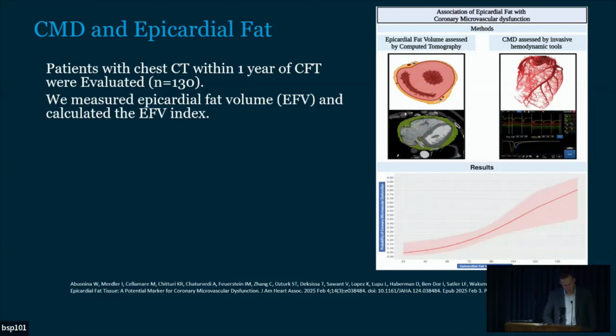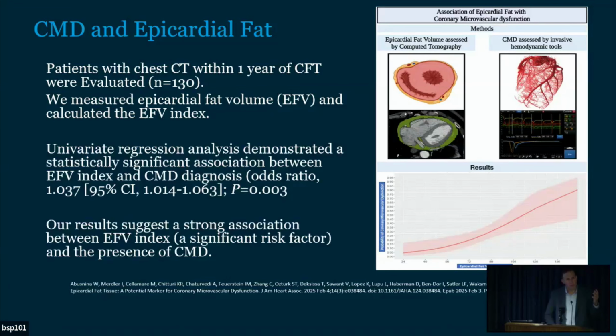This is just some highlights of some of the publications we've done. We've looked at non-invasive testing like a CT. So every patient that has coronary microvascular dysfunction, they've had a CT at some point, ruling out a PE, ruling out coronary disease, ruling out lung pathology. So we took all of those coronary CTs and we looked at epicardial fat. And we saw that the more epicardial fat you have on a CT, the higher the risk of having coronary microvascular disease. So this small indication is just another marker that we can look at for our non-invasive testing.